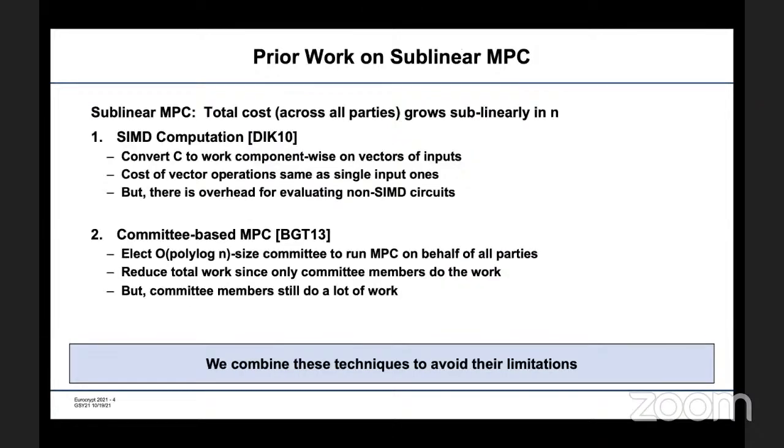And as Gabe mentioned, we're not the first people to look into this line of work. In particular, there's a good amount of work on sublinear MPC. And what sublinear MPC means is where the total cost across all the parties grows sublinearly in the number of parties. And there's two general directions that follow this approach. The first one of these is what's known as SIMD computation, where the idea is that you pack your values into vectors and you operate on those vectors component-wise in parallel.